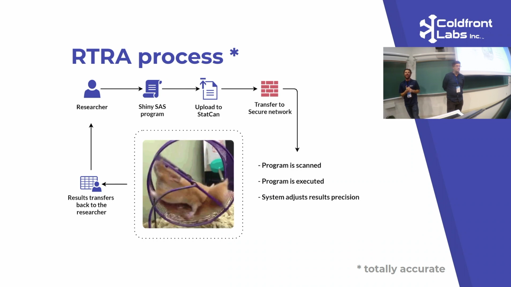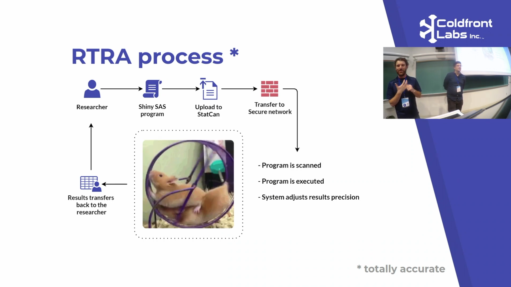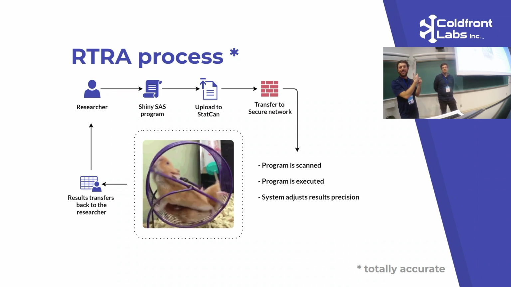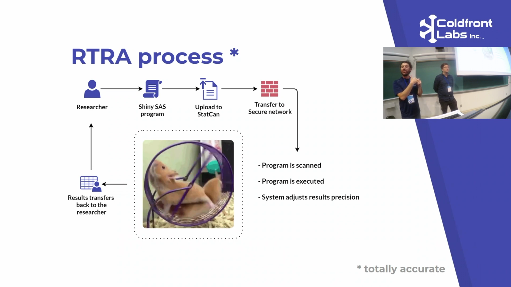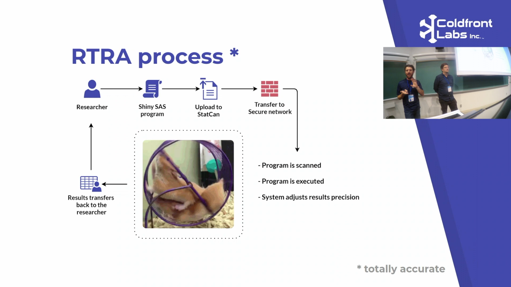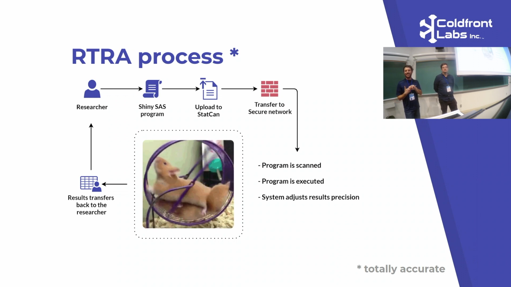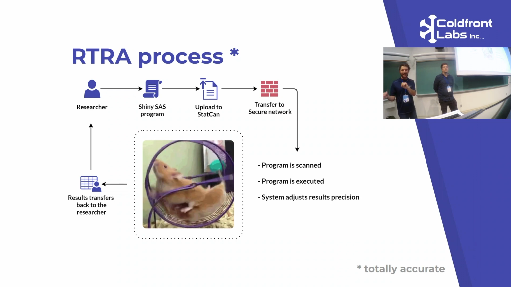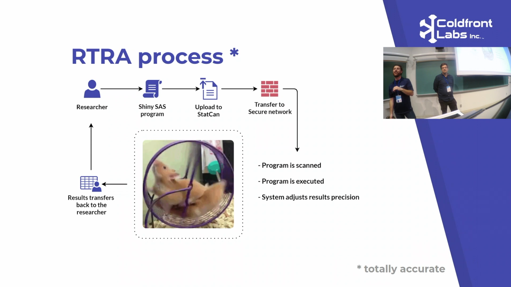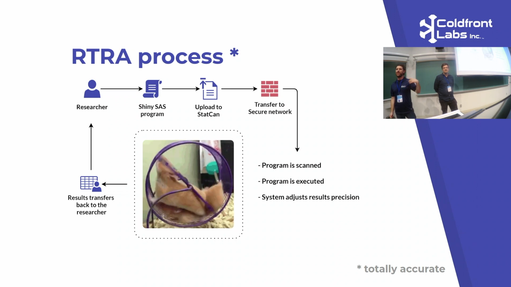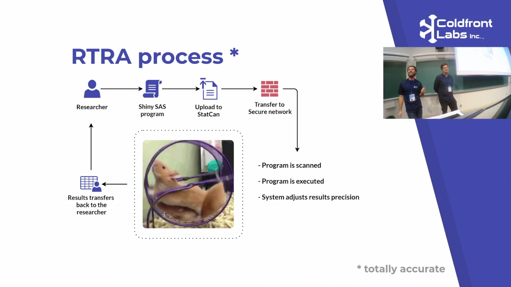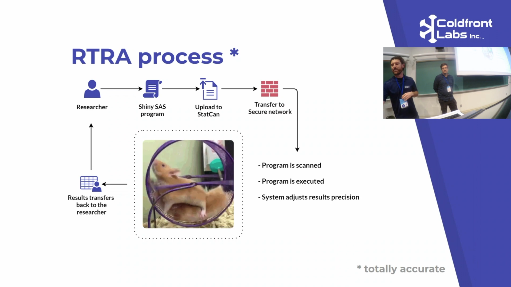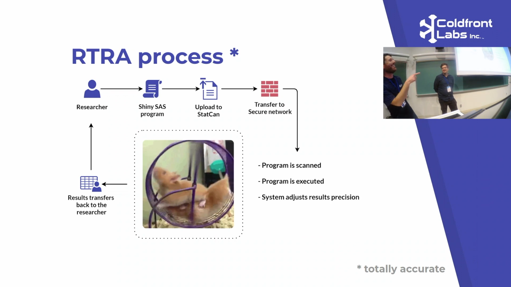So here's how the current RTRA process works. The researchers write a program in a language called Sass. They upload it to Statcan. It is securely transferred to the secure network. The program is scanned, executed, and the system adjusts the result precision. Then the result files get compressed and securely transferred back, and then the researchers can download them again from an FTP server. Totally accurate. I missed the star.